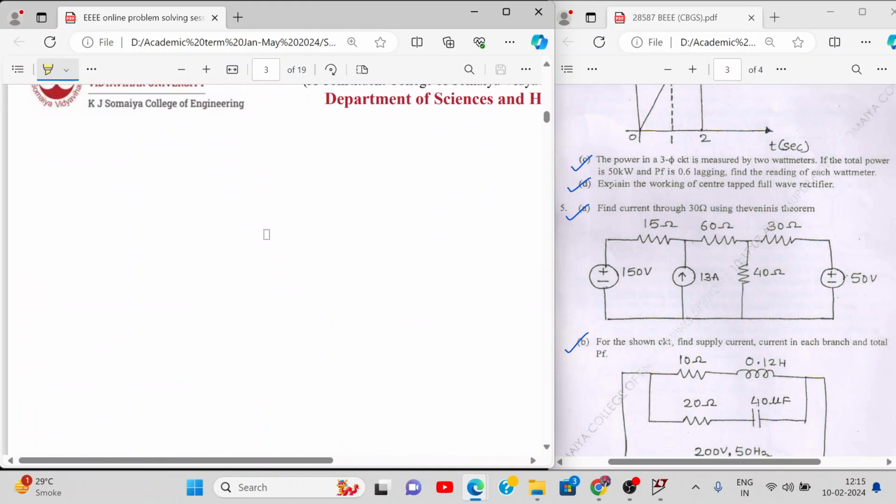Now we go for Thevenin's theorem. Remember, we have to solve it within 10 minutes. Right now the time is 12:15, so let's start. We have to find I of 30 ohm using Thevenin's theorem.